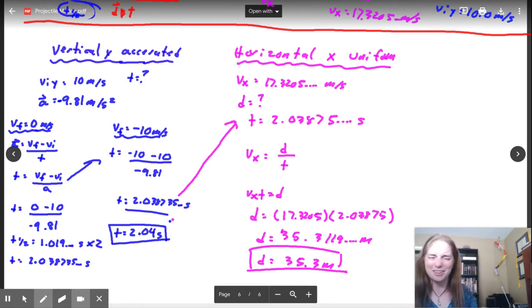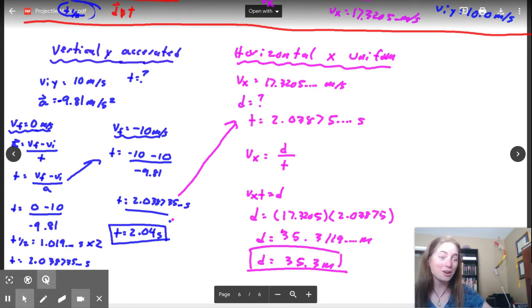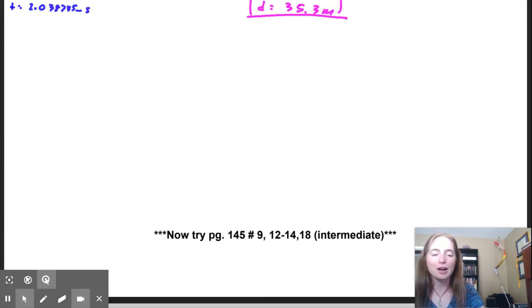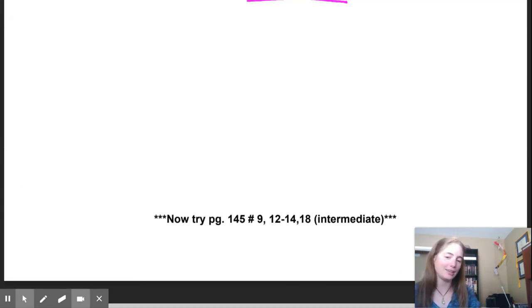I love this type of projectile motion. It's really fun. It's really cool. All right. So, ladies and gentlemen, you want to take a screenshot if you want. And then you've got that. Now what I need you to do is I need you to do some of these practice problems before you do your assignment question.